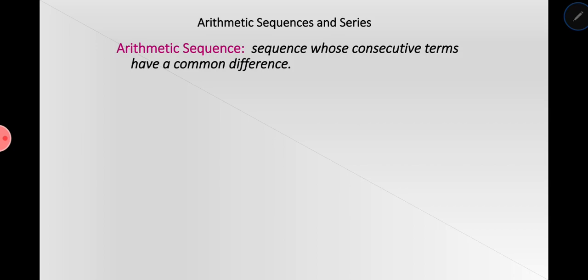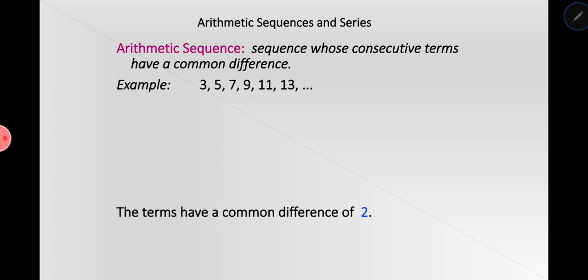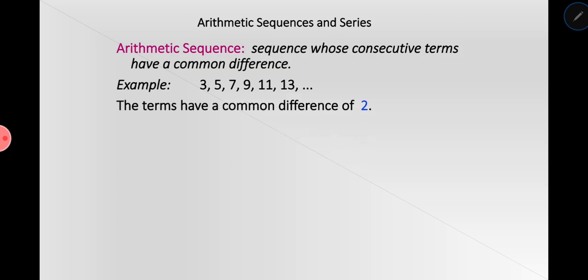Okay, let's check. How is it? So example, 3, 5, 7, 9, 11, 13, and so on. So how could we consider it to be an arithmetic sequence? Okay, it says an arithmetic sequence has consecutive terms with a common difference. So paano natin makukuha yung common difference? So the terms have a common difference of 2.